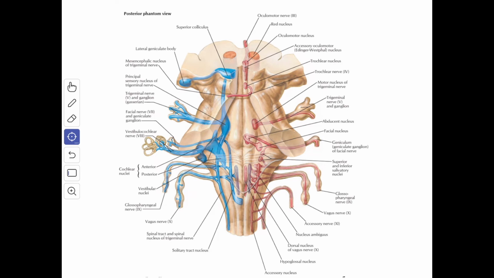The cells of these nuclei give origin to the preganglionic fibers that constitute the cranial parasympathetic outflow. These fibers end in the peripheral parasympathetic ganglia, and the postganglionic fibers arising from these ganglia supply the smooth muscles or glands. The first nucleus is the Edinger-Westphal nucleus.